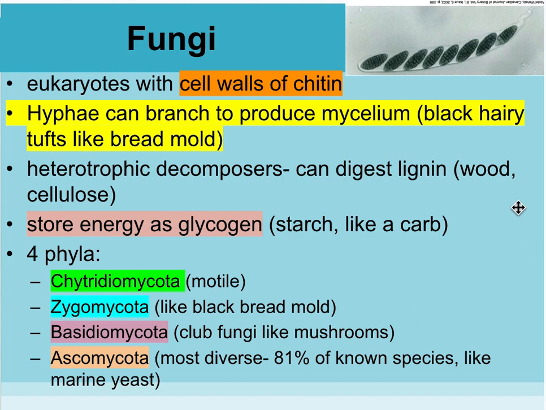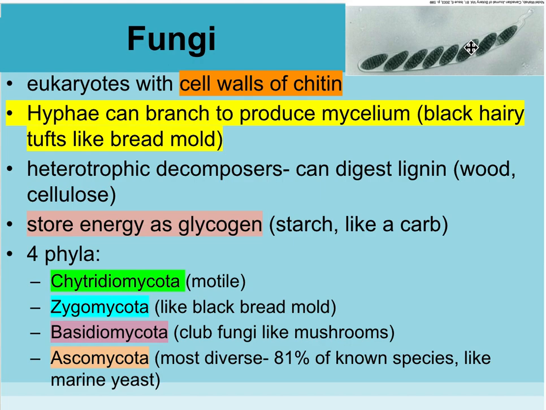So the fungi have walls of chitin, and they have hyphae that can branch and produce mycelium, which are these hairy black tufts. Think of black bread mold, this is what we're talking about. There are certain ones that can only digest lignin, which is wood cellulose. Obviously there's not a ton of wood in the ocean. It's not necessarily growing in the ocean. So basically, this is where it's found: chunks of wood that end up in the ocean will sometimes have fungus on them. That's thought to originate from land, but it's somehow out there surviving.